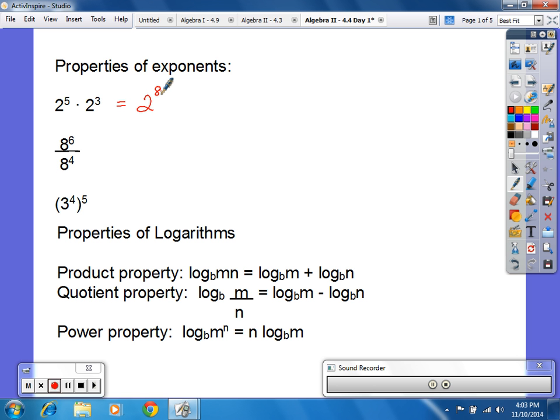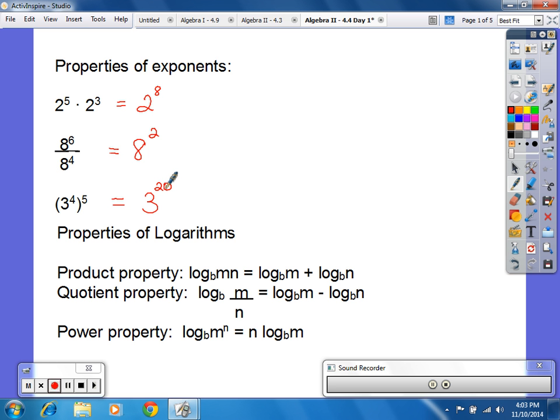8 to the 6th divided by 8 to the 4th. When we divide, we subtract exponents. So 8 to the 6th over 8 to the 4th is 8 to the 2nd. And 3 to the power of 4 raised to the 5th. When we raise to a power, we multiply exponents. So this one is equal to 3 to the power of 20.